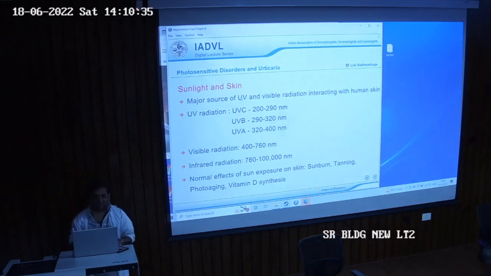Visible radiation 400 to 760 nanometers, infrared radiation 760 to 1 lakh nanometers. The normal effects of sun exposure on skin are as follows: sunburn, tanning, photoaging, vitamin D synthesis.